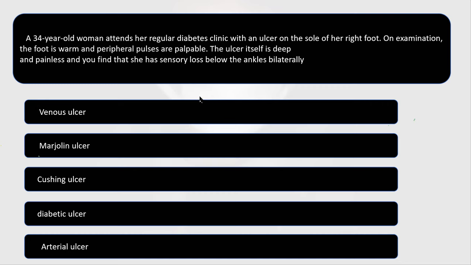Okay, but let's have a look. Arterial is painful, so it is not the case. Arterial is associated with faint or not palpable pulses. This is palpable pulses, so it's not arterial. Venous in the gaiter area is painless, and this is not associated with any sensory loss. So it is not venous. A patient can have type 1 diabetes and this sensory loss is due to diabetic neuropathy. So in my opinion, it is diabetic.